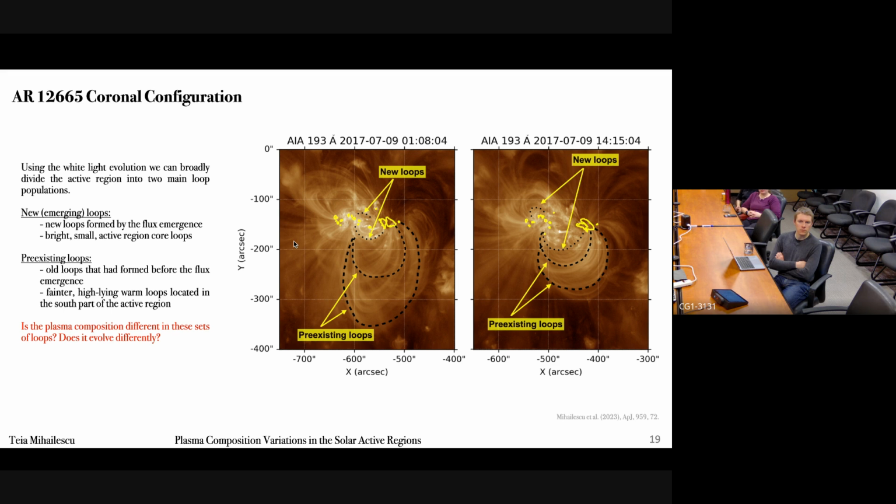What we wanted to look at in this study is, one, if we have loops with such different properties and histories, are they going to show different FIP bias values or plasma composition patterns? And are they going to evolve differently over time? So we tracked them for over 13 hours to see how they evolve.